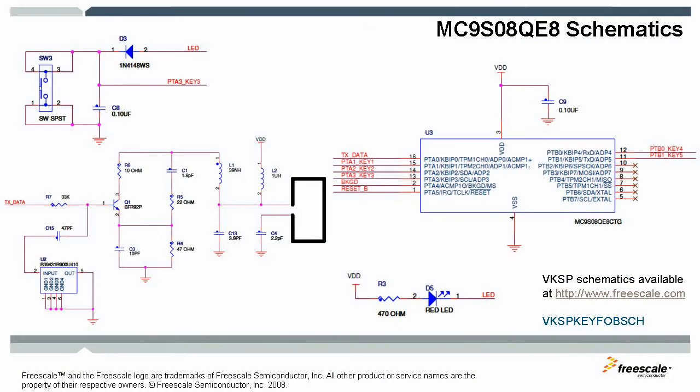The schematics used for this implementation are shown in the slide. The transmitter hardware was originally developed for the VKSP, a high-end remote keyless entry solution from Freescale. It uses the QE8 MCU and works with a 3 volts battery. The RF part is made using a SAW resonator. For more details, please visit the Freescale website.